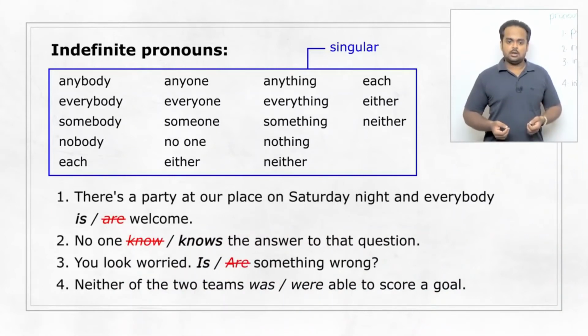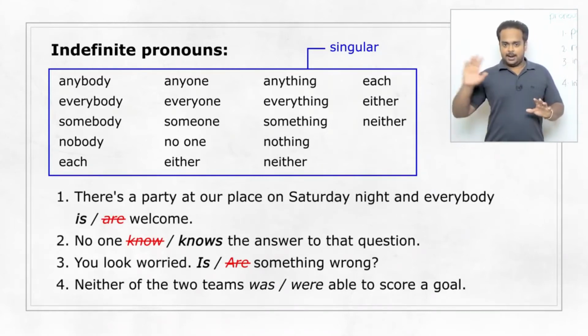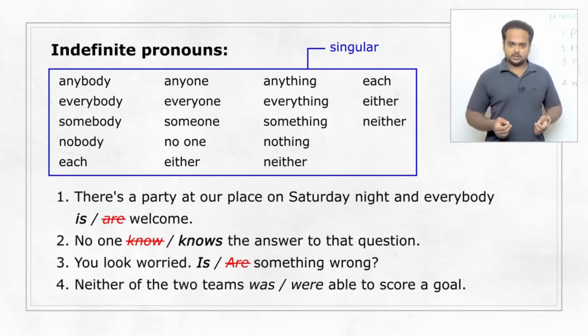And number 4 is a little tricky. What it means is that a match happened, let's say a soccer match. 2 teams played, Team A and Team B. Team A did not score a goal, and Team B also did not score a goal. That's what neither means. It means not either, the opposite of either.